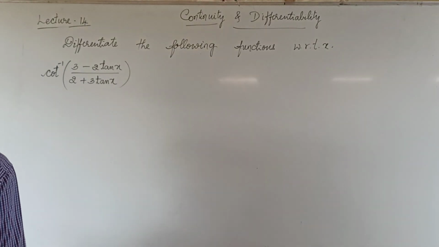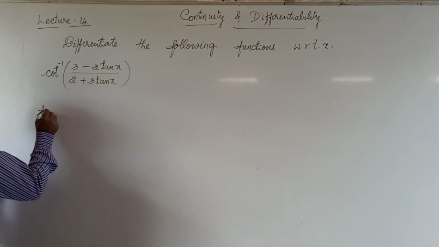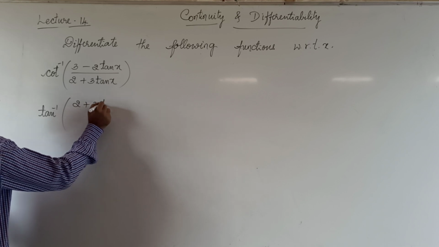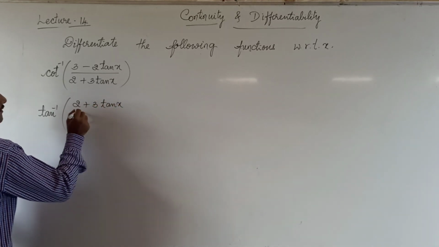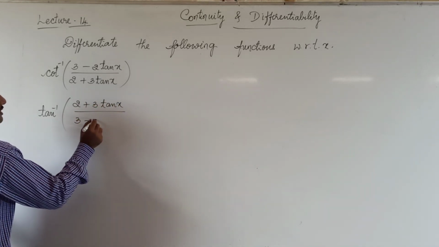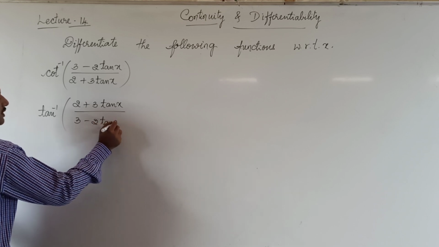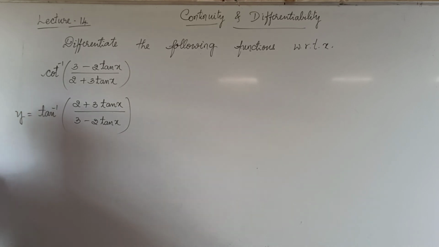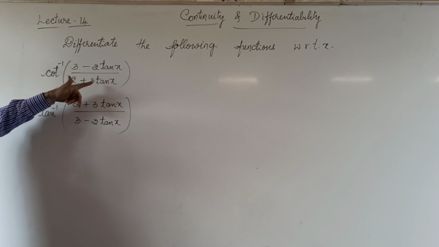I will write it in terms of tan inverse. You can write this as tan inverse of 2 plus 3 tan x divided by 3 minus 2 tan x, because we know cot inverse x is equal to tan inverse of 1 by x. Cot inverse x can be written as tan inverse of 1 by x. Make it simple.